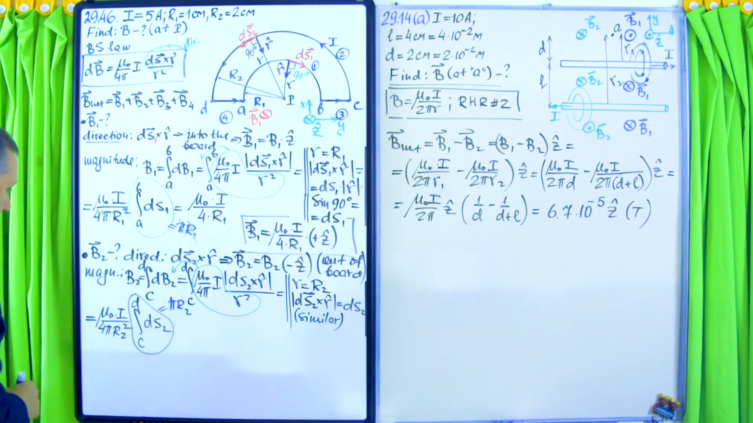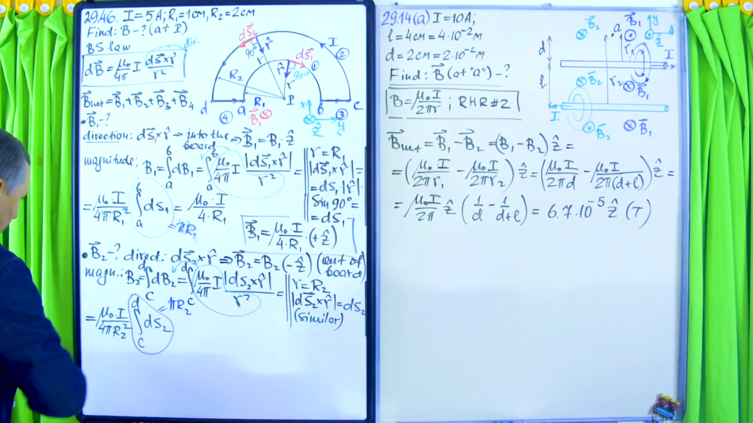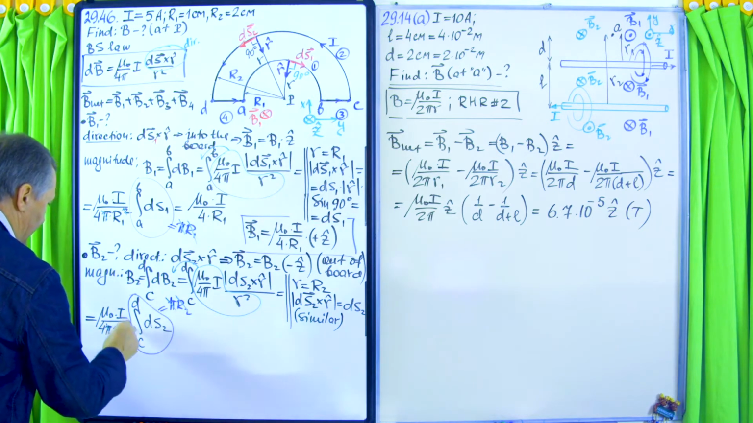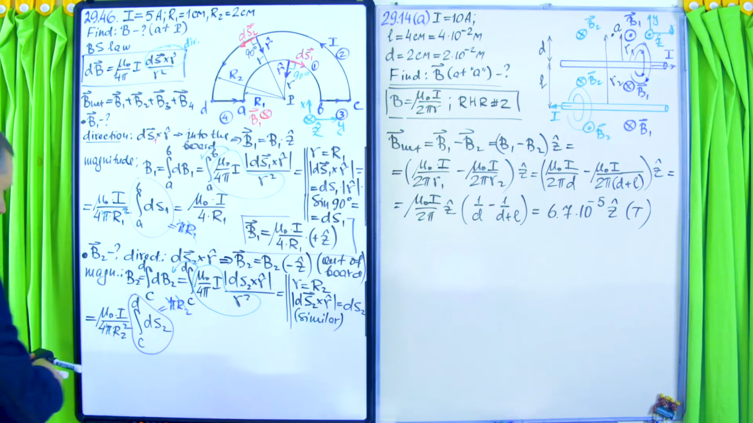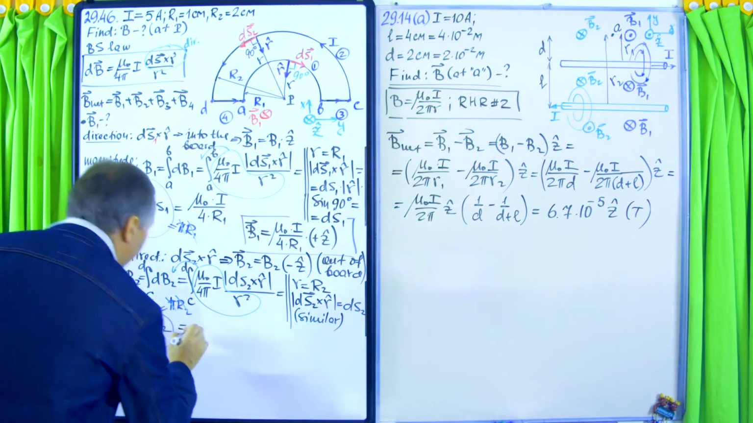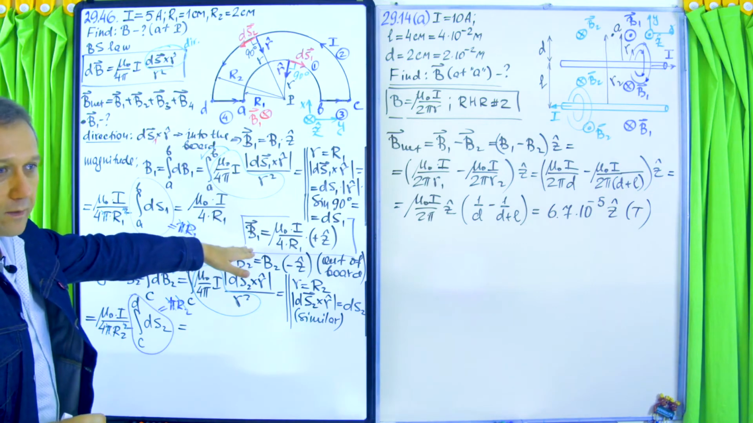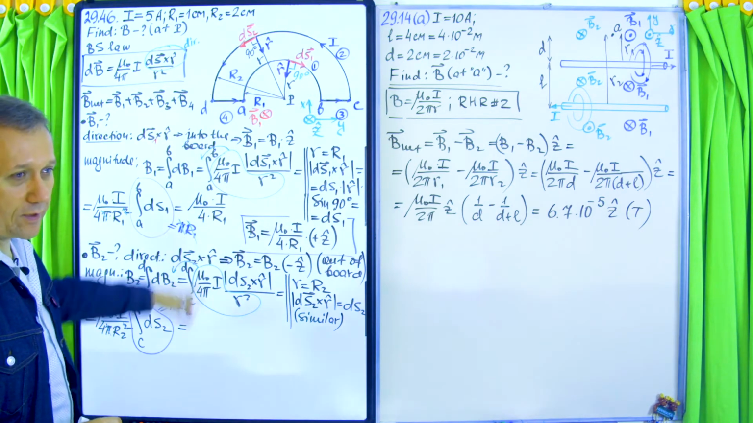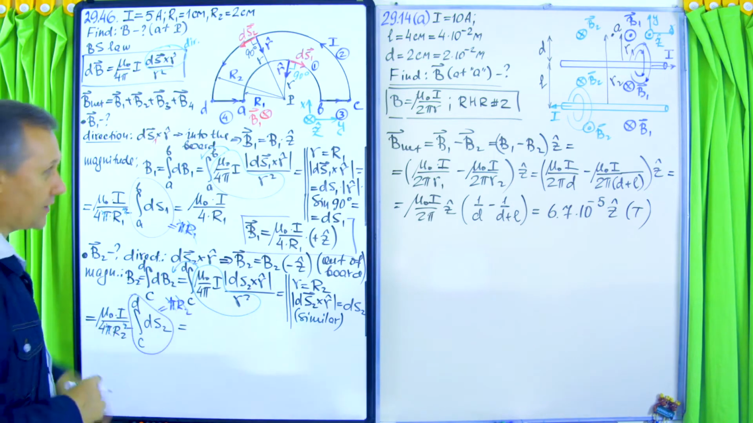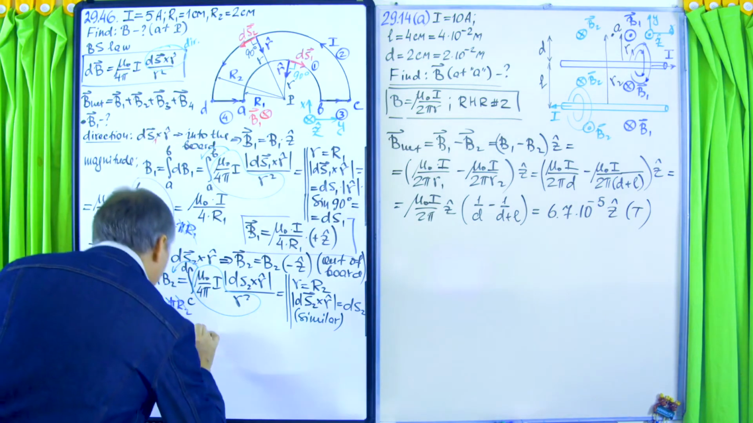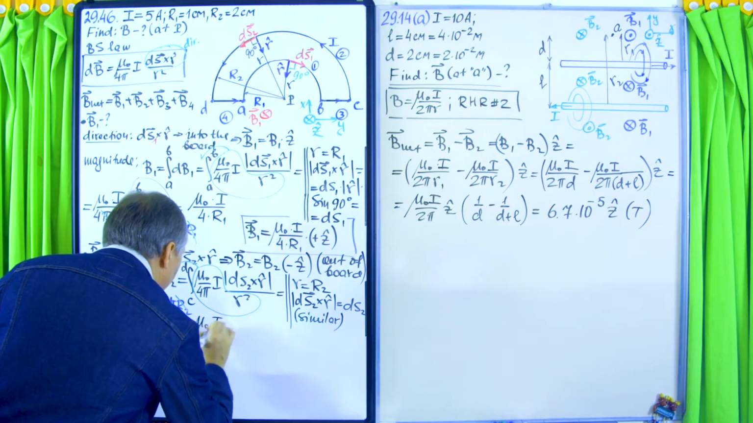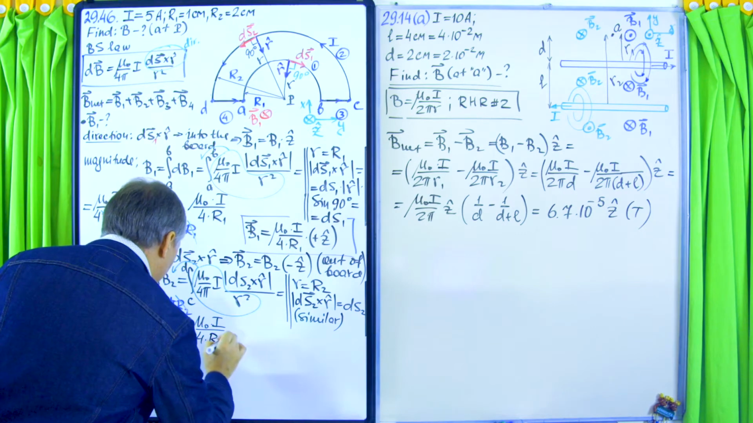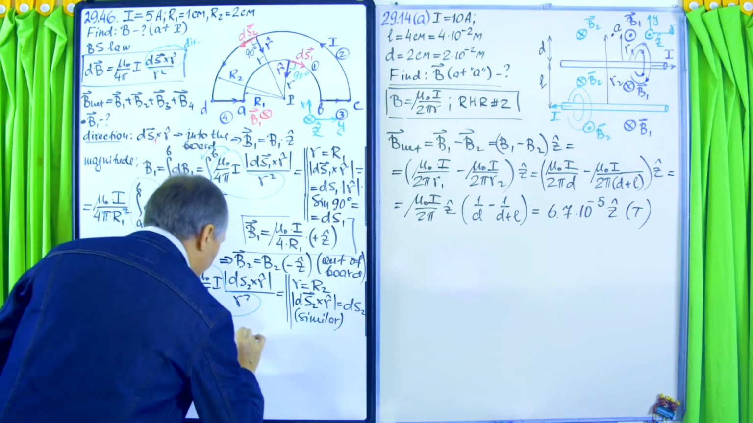So again, pi gets canceled, one R2 gets canceled, and as a result, we're getting an answer very similar. You could have probably written it immediately because the situation is very similar. So by knowing this result, you can write immediately the result for the second part. So it will be mu naught I divided by 4 R2. Right, so that's the magnitude.